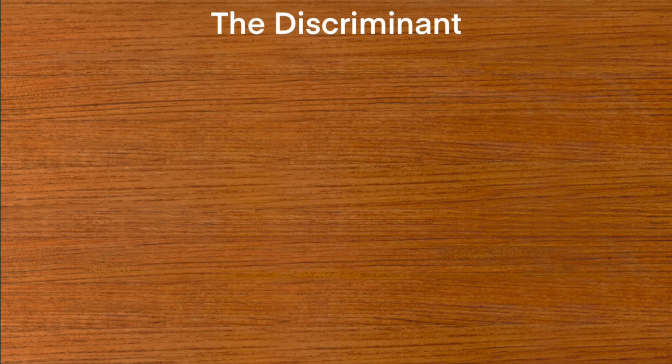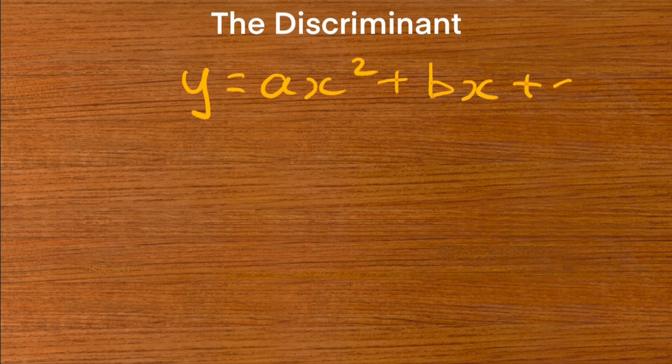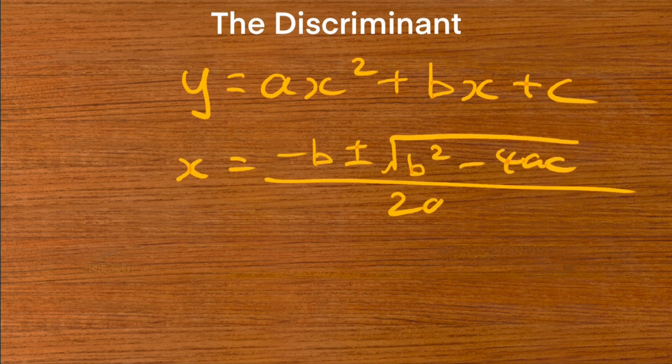So let's begin. Now let's recall the standard form of a quadratic equation. To find the roots or solutions, we'll use the quadratic formula, which is this over here. I will focus on the term within the square root, b squared minus 4ac. So b squared minus 4ac is known as the discriminant. The way to use it is very straightforward.